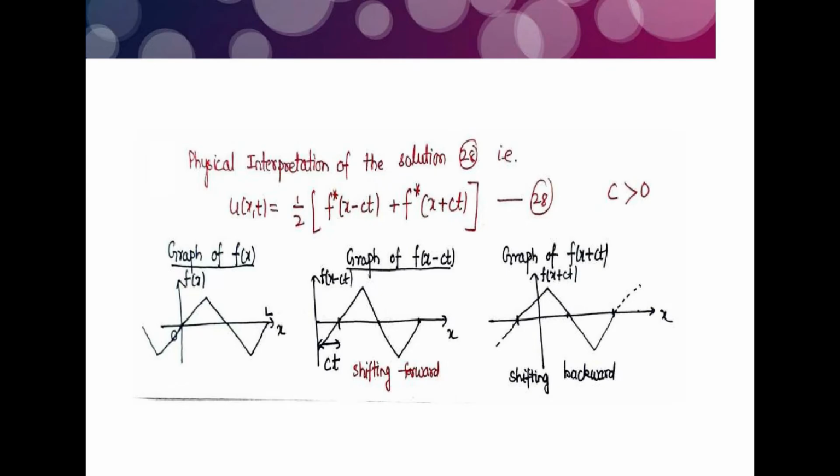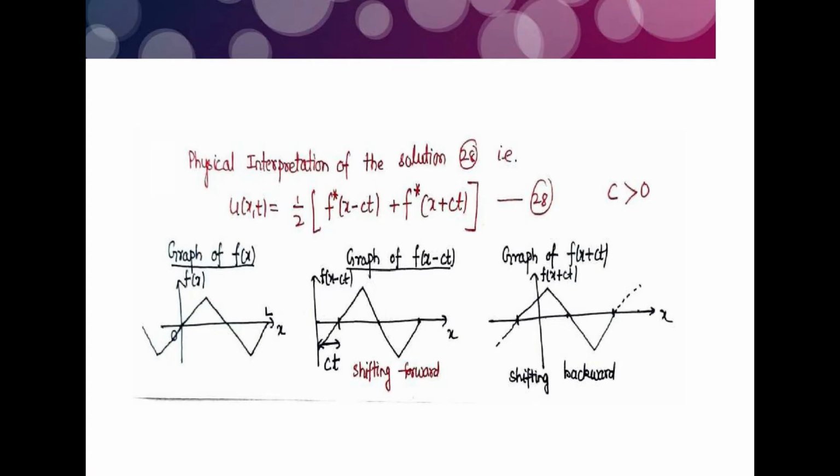Now we discuss the physical interpretation of the solution given by equation number 28. I am just writing here equation number 28: the deflection in the string u(x,t) for the case when the initial velocity is 0 is given by 1 by 2 times (f star of x minus ct plus f star of x plus ct), c greater than 0.